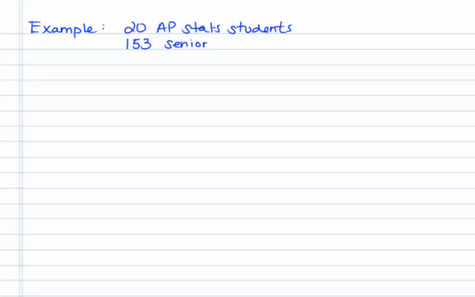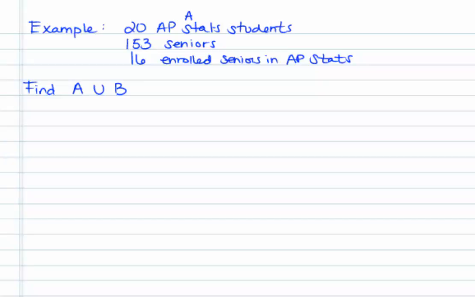Okay, so an example. Let's say we have 20 stats students, and let's do seniors. There are 153 seniors in the school, and there are 16 enrolled seniors in AP Stats. Find the union. We can make AP Stats A and seniors B. How would you calculate the union?